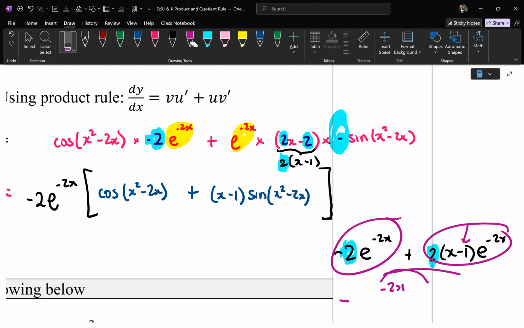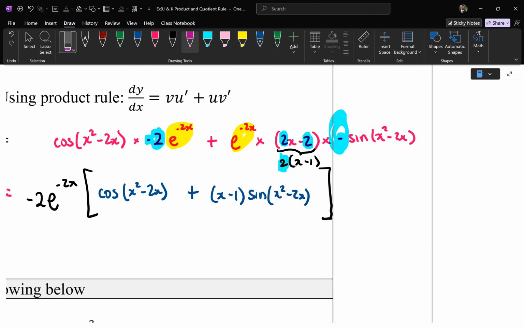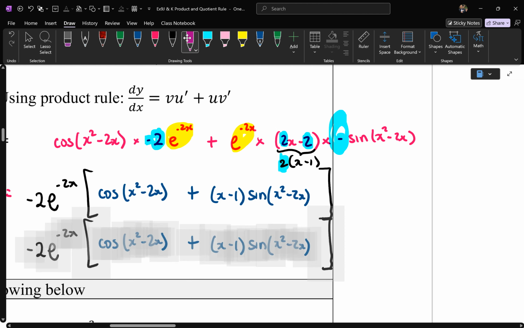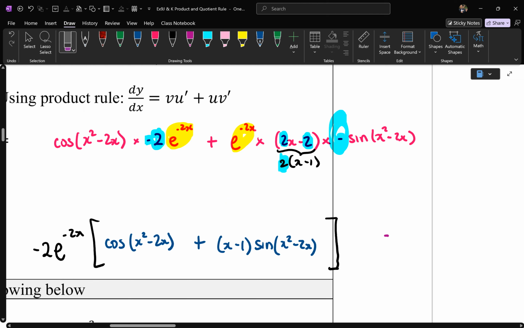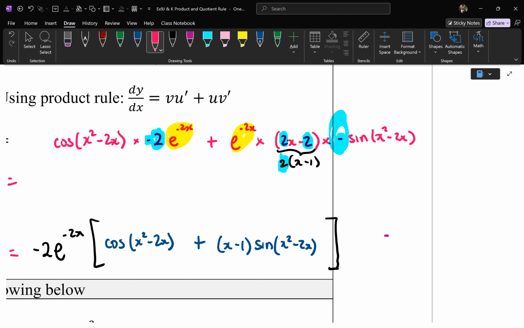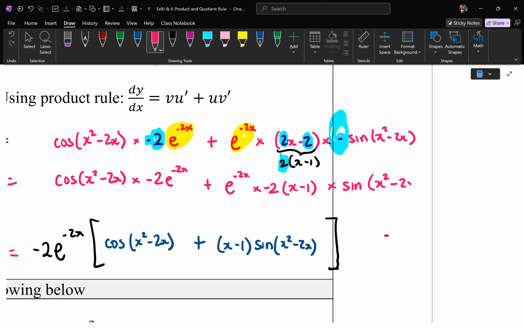Maybe instead of skipping steps, there should be an intermediate step in between. I'm going to move this a bit down. So if we wrote it again, it's cos of x squared minus 2x, negative 2e to negative 2x, plus e to negative 2x times. See that negative there? Let's just attach it with this 2 to make it easier. So if I attach it, it's negative 2 x minus 1 times sine of x squared minus 2x.